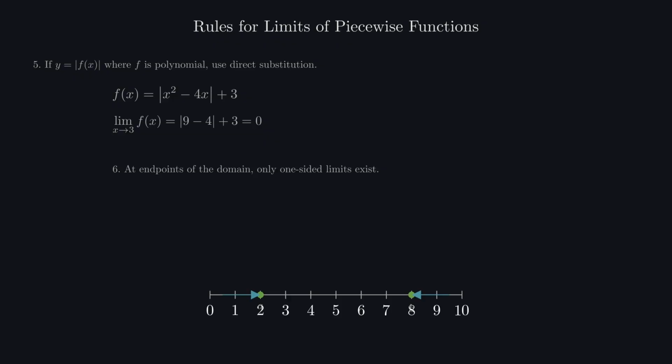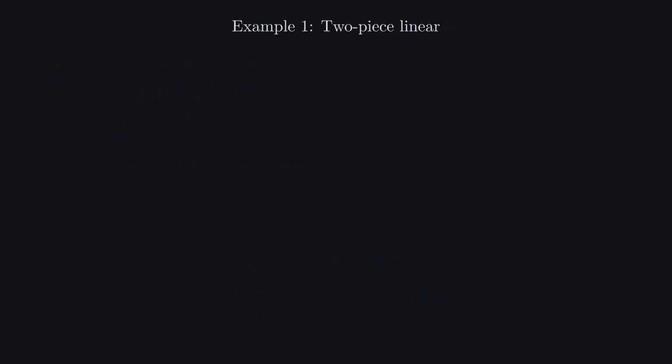At the right endpoint b, the function only exists to the left of b, so we can only discuss the left-hand limit. The right-hand limit and the two-sided limit do not exist here. In short, at terminal boundary points, only one-sided limits are possible. Keep that in mind as we work through the examples. Now let's put those rules into action.